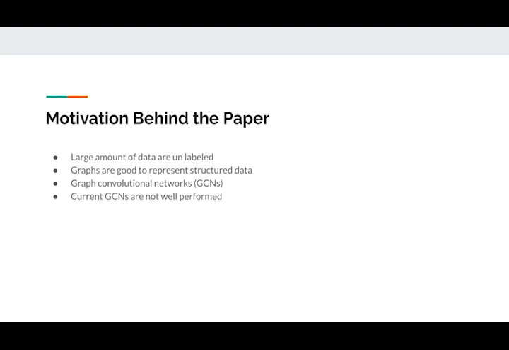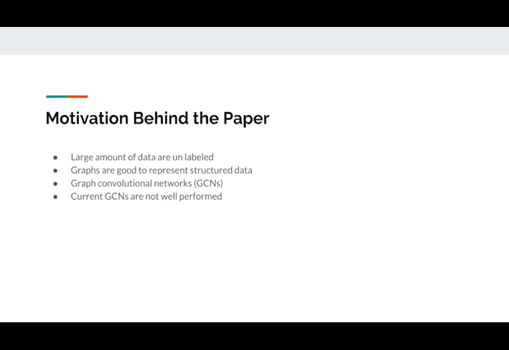In many real-world scenarios, we have access to a large amount of unlabeled data, but obtaining labeled data can be expensive or time-consuming. Graphs are a common way to represent structured data, such as social networks, citation networks, and molecular structures. Graph convolutional networks, GCNs, were developed to address this problem by operating directly on the graph structure. However, existing GCN models were mostly designed for node-level tasks and did not fully exploit the graph structure to improve the performance of the model.